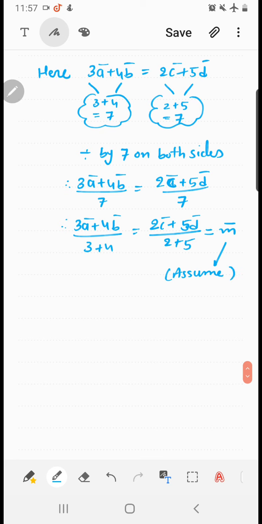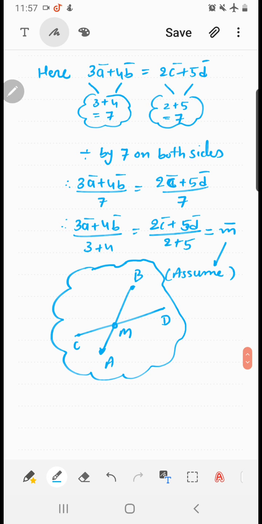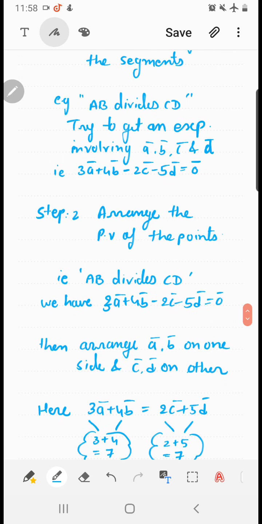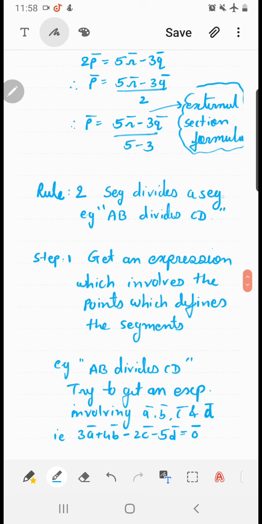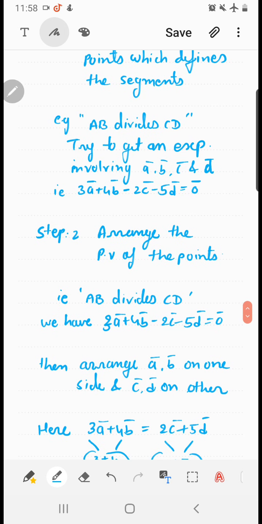because at the end of the day, is it not a point divides a segment and not a segment divides a segment? So diagrammatically you will see something like this. This is a segment, let's say AB, this is the segment, say CD, and this intersecting point is M. I hope you're getting it. So this is what we do when a segment divides a segment. So again I repeat, in golden rule number 2, a segment divides a segment. In step number 1, we try to get an expression which involves a dividing point. Once you get the expression, in step number 2, we try to arrange them, AB on one side and CD on the other.